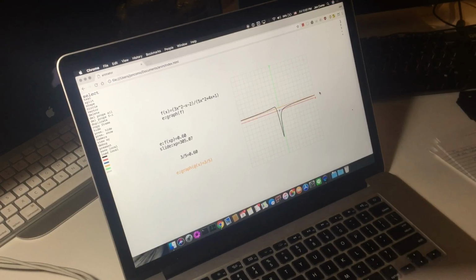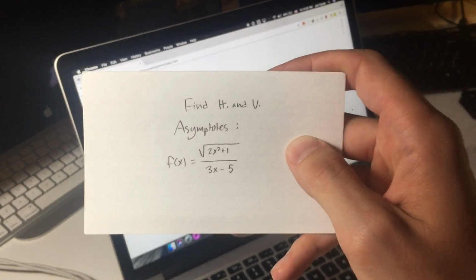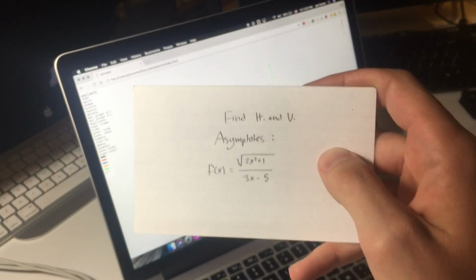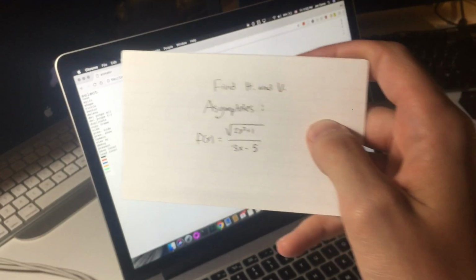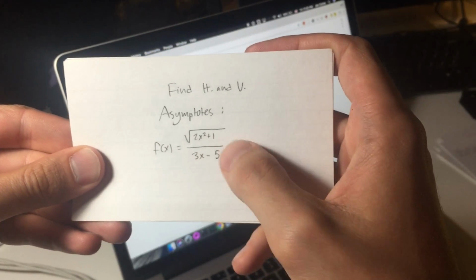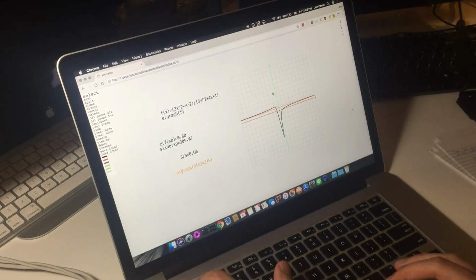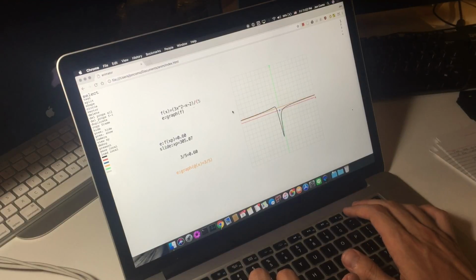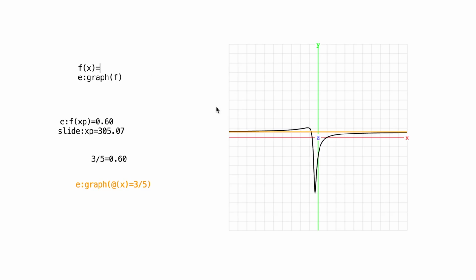Moving on, we're making good progress here. All right, here's a tricky function. Find the horizontal and vertical asymptotes. And so we're going to use some tricks on this one. Let's just plug it in, though, to get an idea of what it looks like first. So for this, we have the square root of 2x squared plus 1 divided by 3x minus 5.